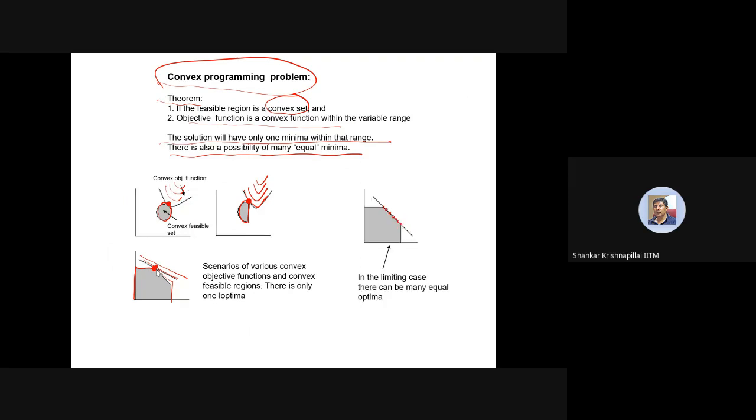And then the other case where you can have multiple optima is this case. The line contours of the objective function are exactly touching this parallel side. We studied that a line is actually a limiting case of a convex function, so we cannot blame the objective function. This can also rarely occur with a convex objective function and a convex feasible region.